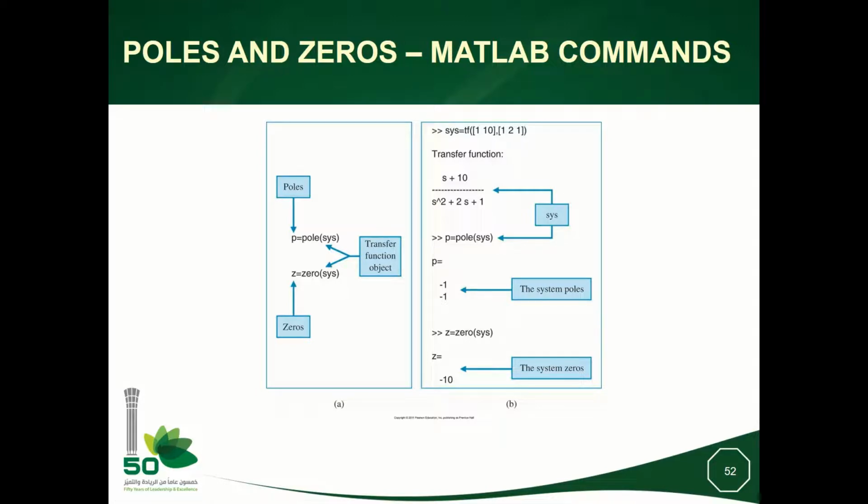You can evaluate the poles and the zeros of the transfer function by using the instructions pole and zero, okay. So if you define the system with a transfer function by this instruction, it will give you this transfer function, and then you use pole. So the pole of Sys will give you the poles. It means the roots of this polynomial, which is -1, -1. The zeros of your system will be the roots of s plus 10, which gives z equal to -10.